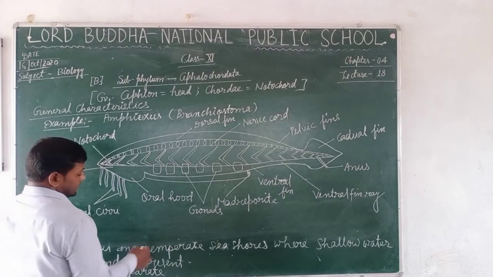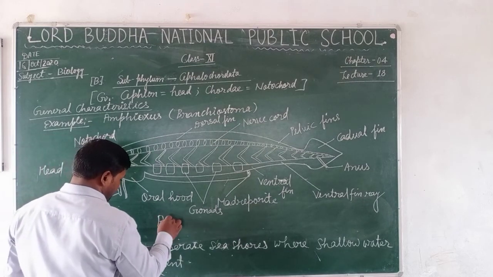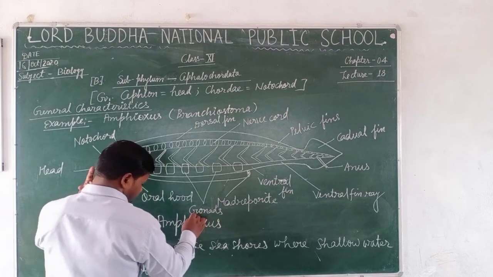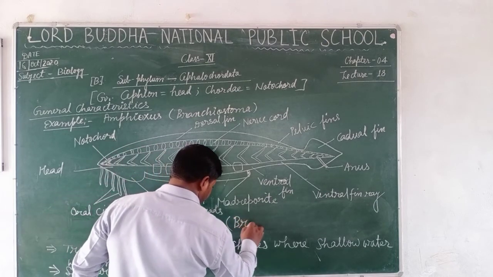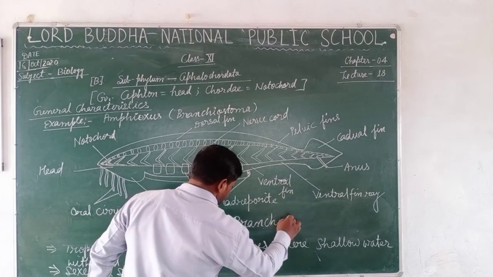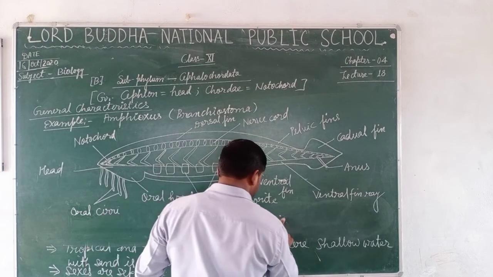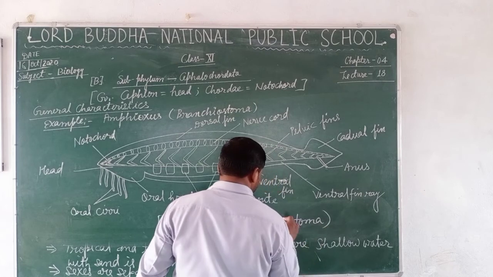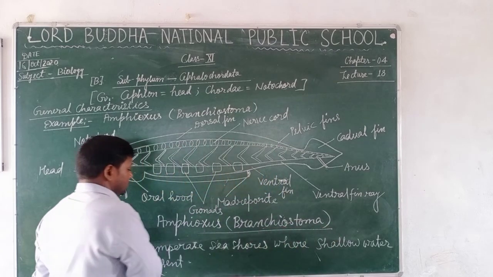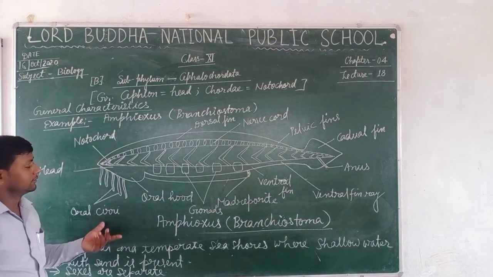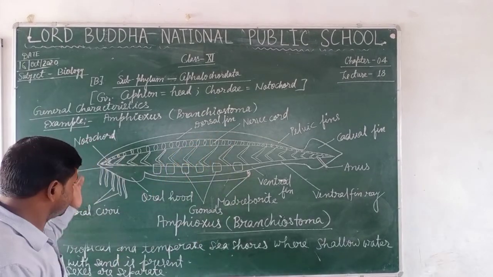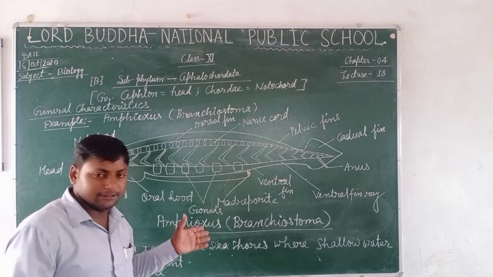So, students, this is the Amphioxus, Branchiostoma. Okay, students, this is a fossil diagrammatic representation of the Branchiostoma, because this species is extinct from the earth.